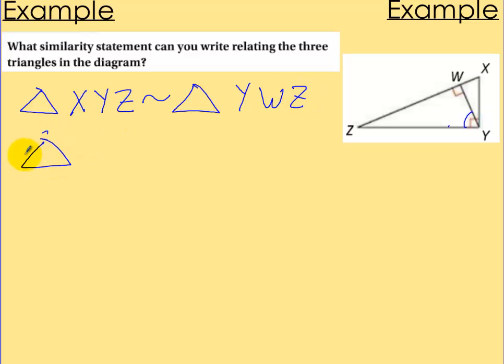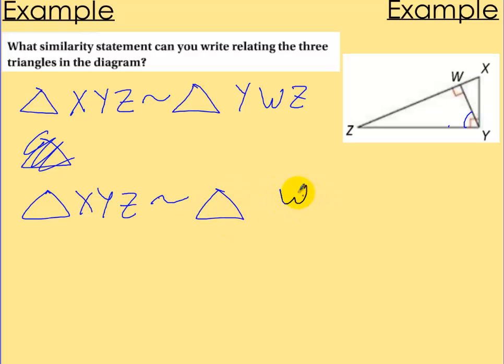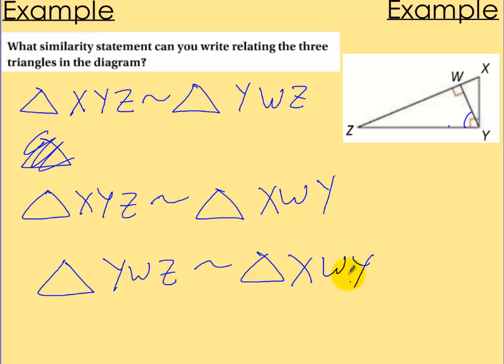Now this is also going to be similar, so triangle XYZ will also be similar to the little baby triangle. So that'll be triangle, and W will be in the middle again. Angle X of the overall one is going to be similar to X again, and then instead of Z, we instead have Y. So those are the similarities. And we also have these two triangles are going to be similar, so I can write it as YWZ is similar to triangle XWY. Alright, try the next one.